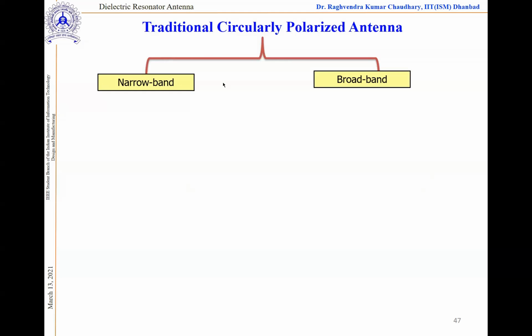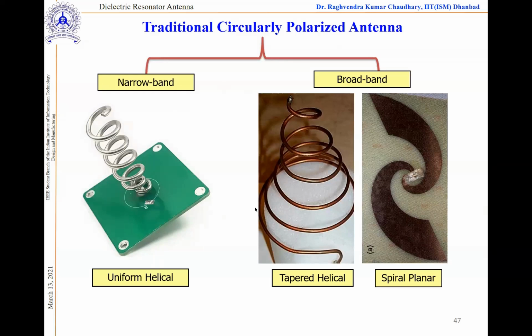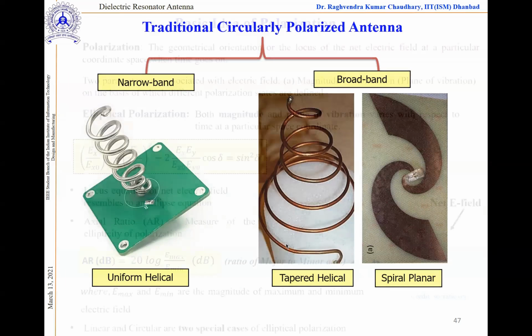So let us try to understand the circularly polarized antenna. We can divide it into narrowband antennas and broadband antennas. You must know about the uniform helical system, correct? This provides you CP waves, and if you taper it, you will get the wideband as well. So this is the conventional one.